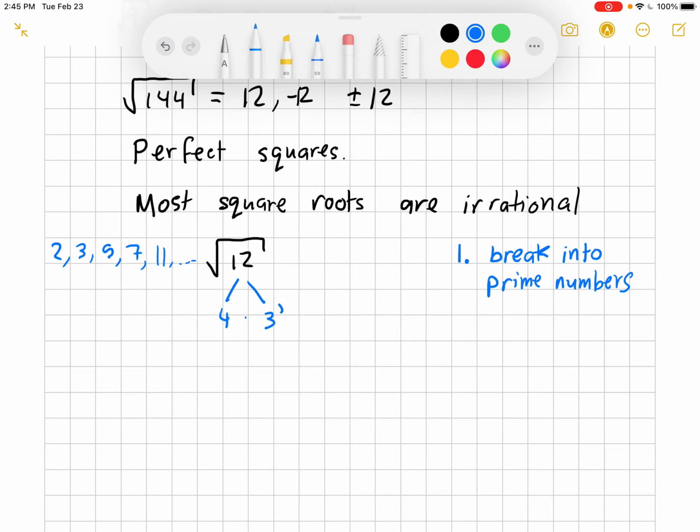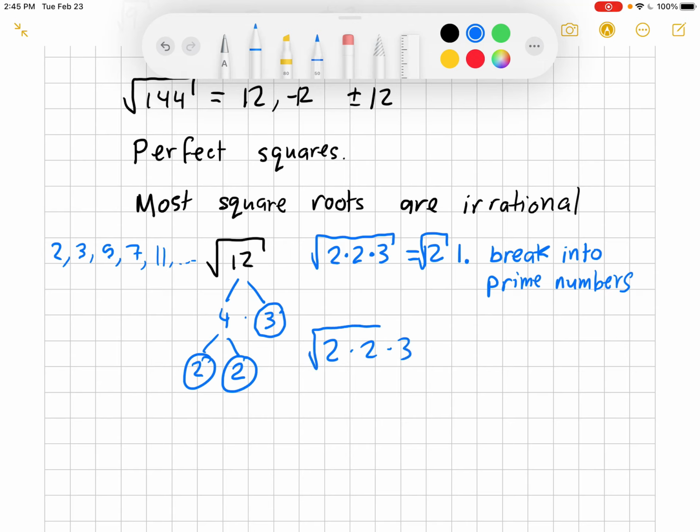Now, 3 is a prime number. I'm going to go ahead and circle it, just to make sure that I know that that one's done. But 4 is not a prime number. We can break down 4 into 2 times 2. Go ahead and circle those two numbers. Now I'm simply going to take these numbers and just rewrite them in a row. 2 times 2 times 3 is equal to 12. Those are all prime numbers. Now we could go ahead and take the square root of both sides. So now we have the square root of 2 times 2 times 3. Or if I wanted to write that a slightly different way, 2 squared times 3.